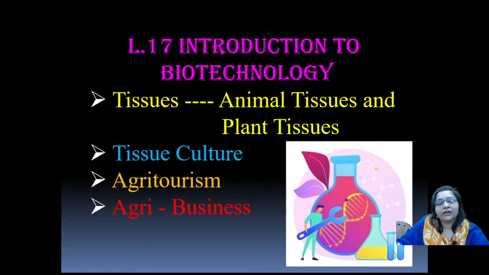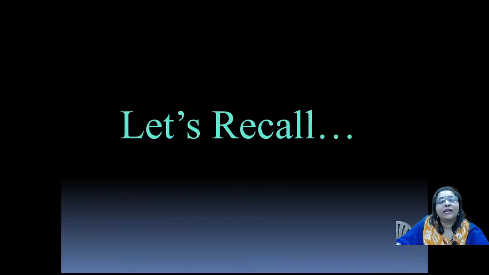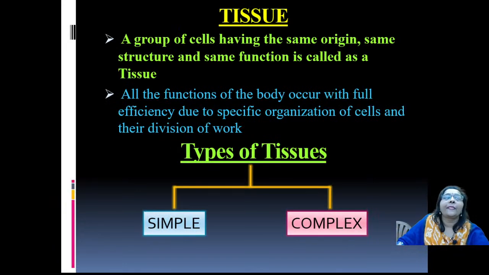Now we have learned the subtopics tissues, both animal tissues as well as plant tissues, and we also learned about tissue culture, which is a method of biotechnology. And today we are going to start with agritourism and continue with agribusiness. Okay, so let's recall before starting with the new subtopic.